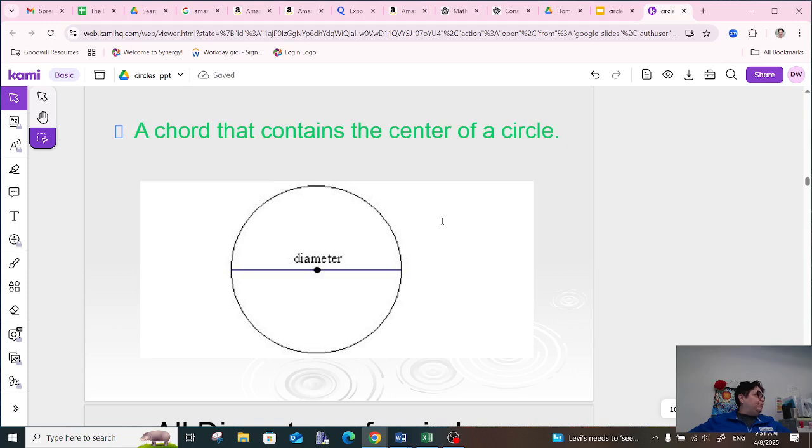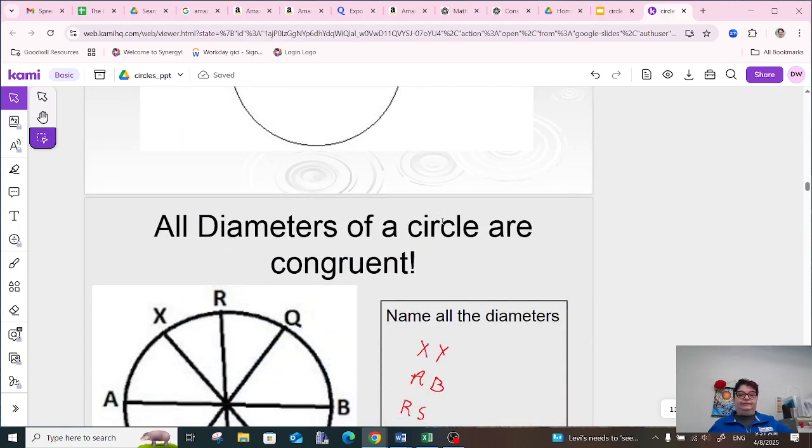But how many can we draw in a circle? Infinite. You can draw an infinite amount of diameters. And all those diameters would have the same measure, right?